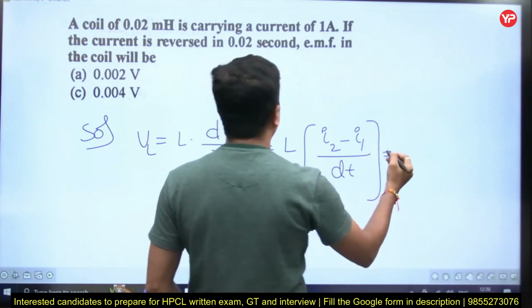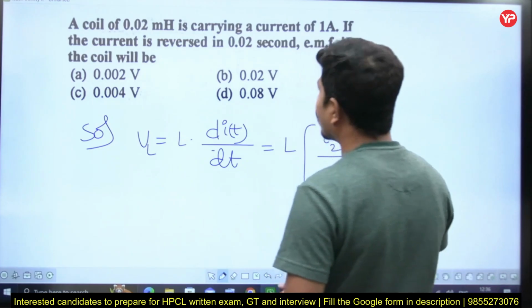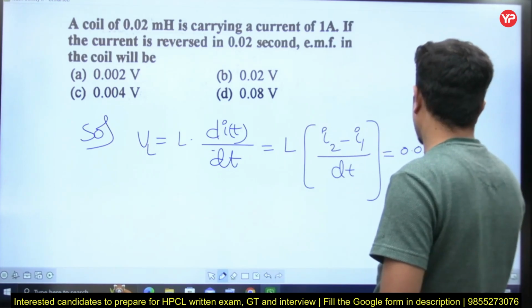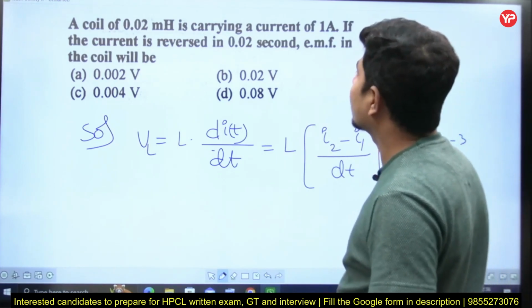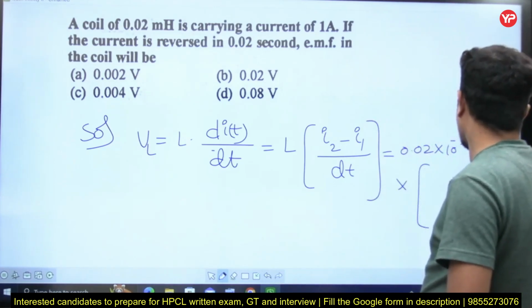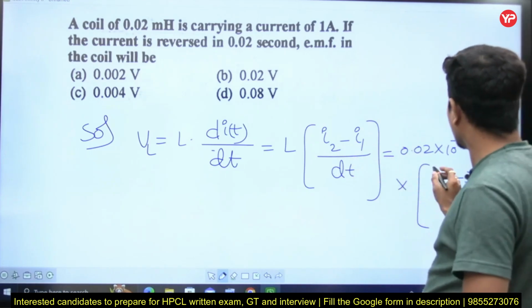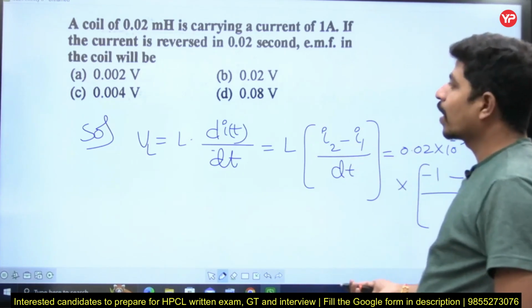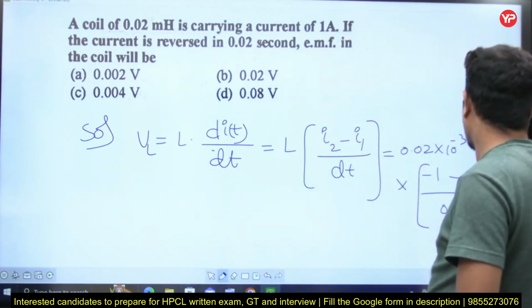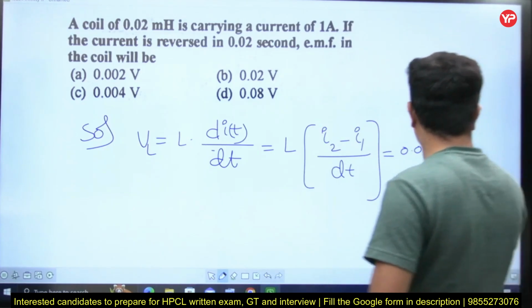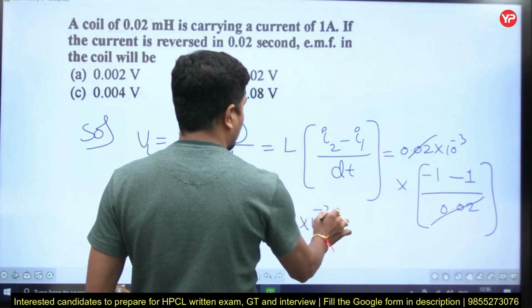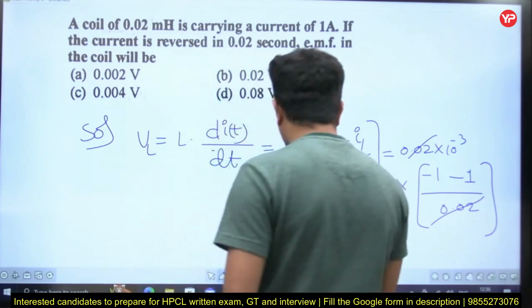So he said L, how much is L? How much is the inductance value? A coil of 0.02 millihenry. So 0.02 into 10 to the power of minus 3 into I2 minus I1. Initially the current was 1 ampere. Now it suddenly got reversed. So I1 is 1, I2 is minus 1, by dt. How many seconds? In 0.02 seconds. This 0.02 and this 0.02 are gone. We are left with minus 2 into 10 to the power of minus 3. That is nothing but 2 millivolt, minus 2 millivolt.